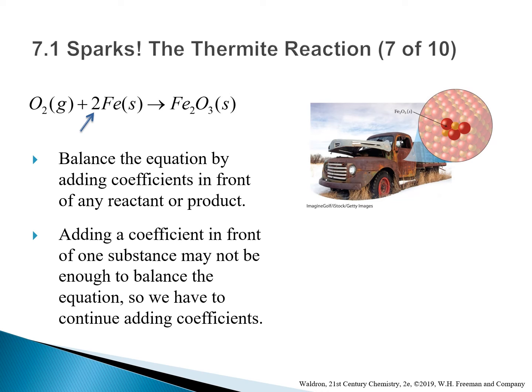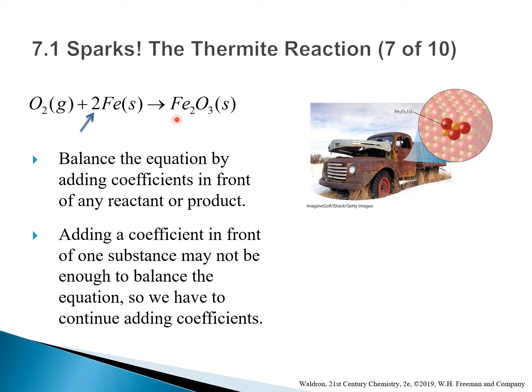Let's start adjusting the equation by adding coefficients in front of any reactant or product. For example, we could balance the iron by putting the coefficient 2 in front of the reactant iron like this. The iron is now balanced. There are 2 iron atoms on each side, but the oxygen remains unbalanced.